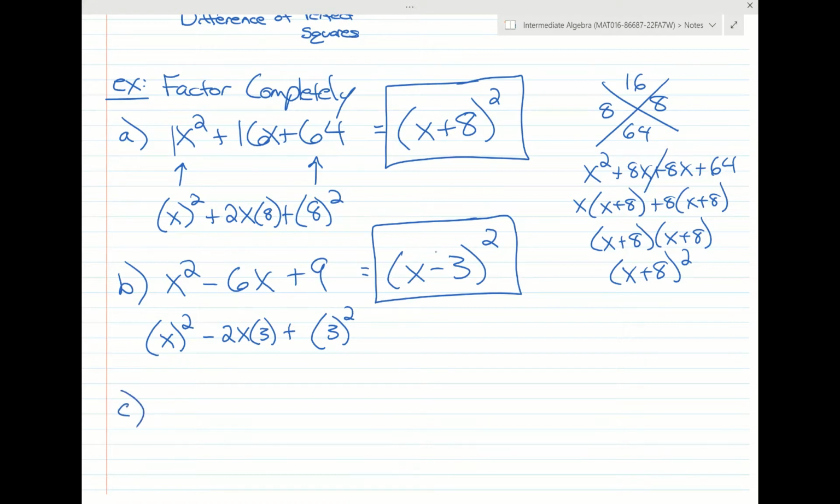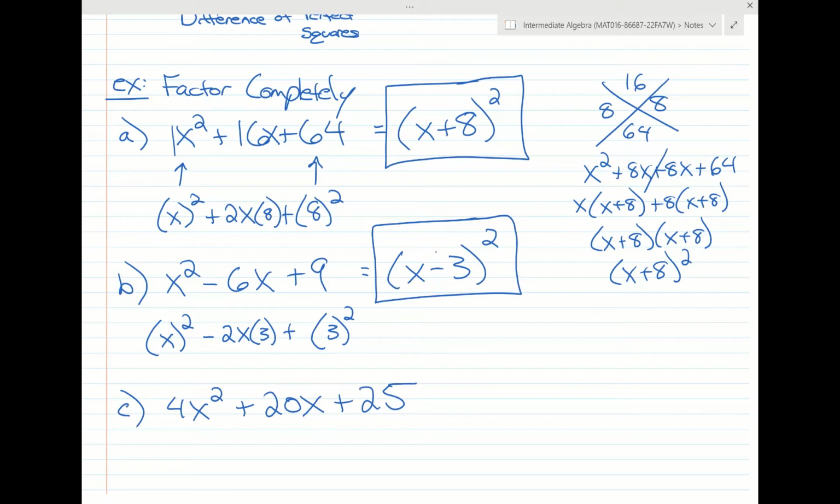Make it a little more challenging. What if we had 4x squared plus 20x plus 25? If you don't want to remember the special cases, you don't have to. You could do this using trinomials. You'll wind up with big numbers.